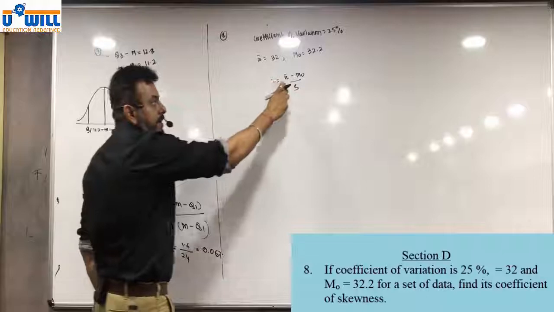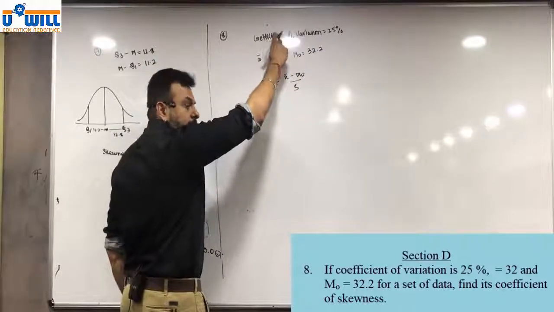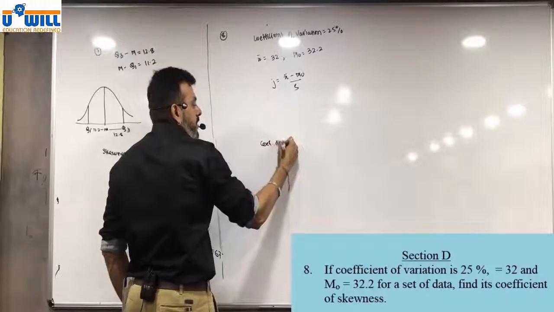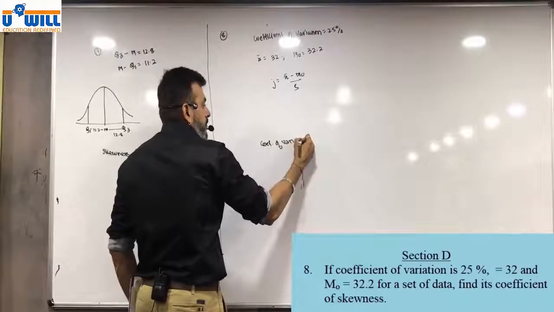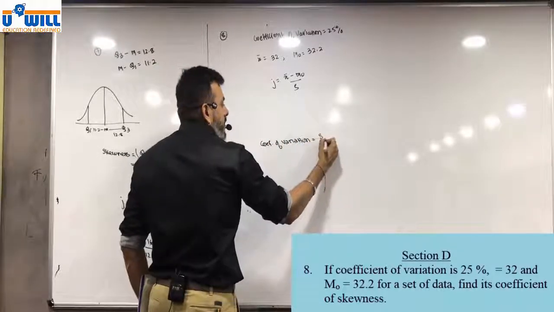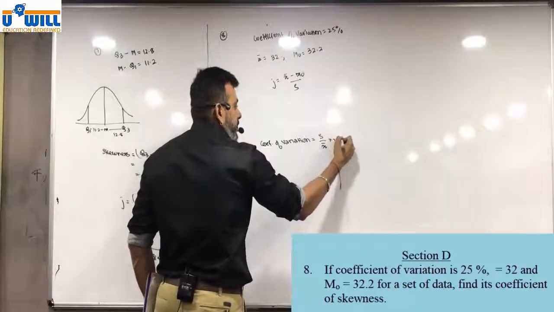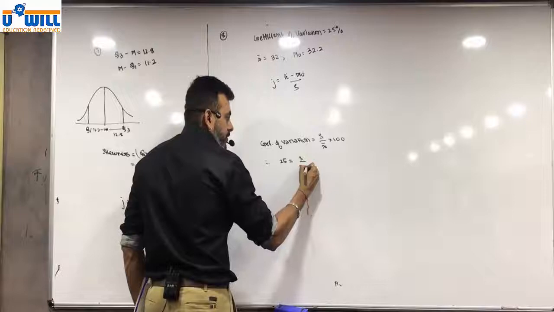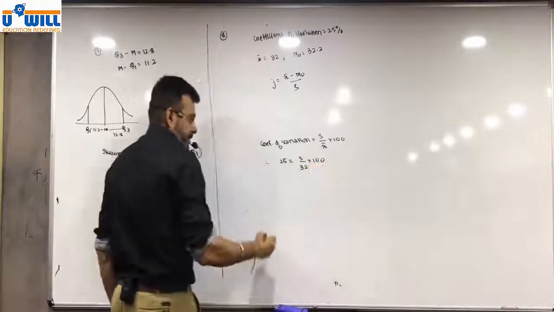Where will we get the standard deviation from? Coefficient of variation. So we write the formula. Coefficient of variation is equal to standard deviation upon mean into 100. 25 is equal to S upon 32 into 100.